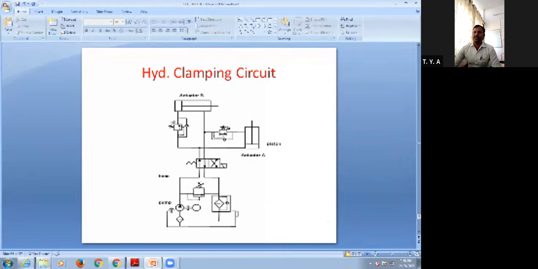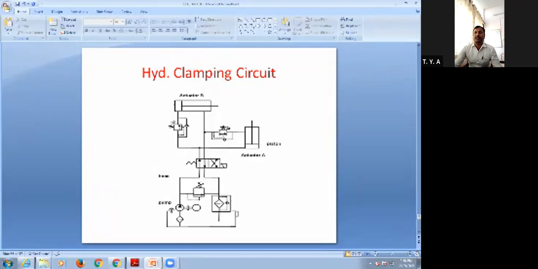Now this is a hydraulic clamping circuit. This is another application where you can use a hydraulic circuit. Again, you can see here this is a reservoir. From this reservoir you can take oil or fluid to the pump for pumping. Here we have the pump motor arrangement.